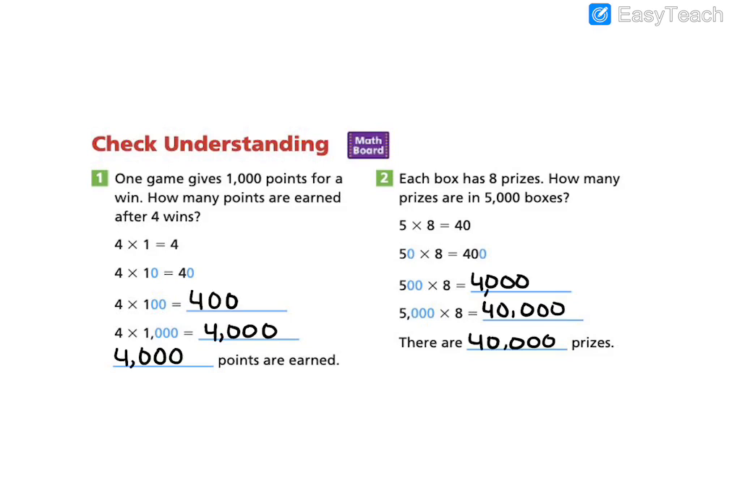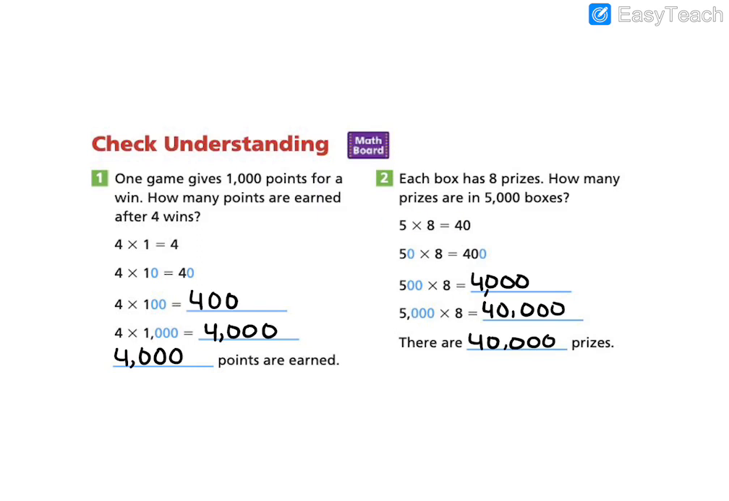Right, so let's go ahead and check. Number 1, 4 times 1 is 4, 4 times 10 is 40, 4 times 100 is 400, 4 times 1,000 is 4,000. So if one game gives 1,000 points for a win, how many points are earned after 4 wins? 4,000 points. Here we have another pattern over here.